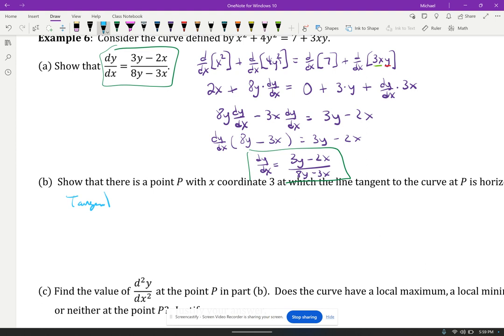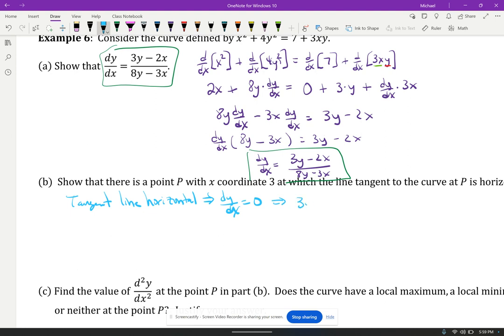Tangent line horizontal means that dy/dx is equal to 0. So I need to figure out where this derivative is equal to 0. However, the derivative is equal to 0 whenever the numerator is equal to 0.